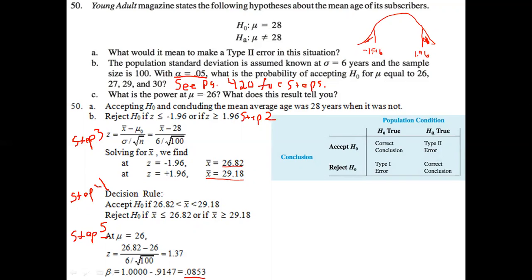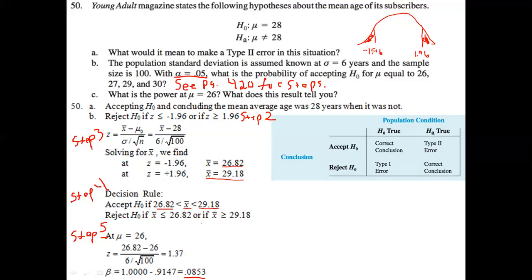So our decision rule is we're going to accept H0 if x-bar is greater than 26.82 but less than 29.18. So it's kind of the interval there. But we're going to reject it if it's outside of that interval. That's this part up here. So we reject if x-bar is less than or equal to 26.82, so beyond this, or if it's greater than 29.18.